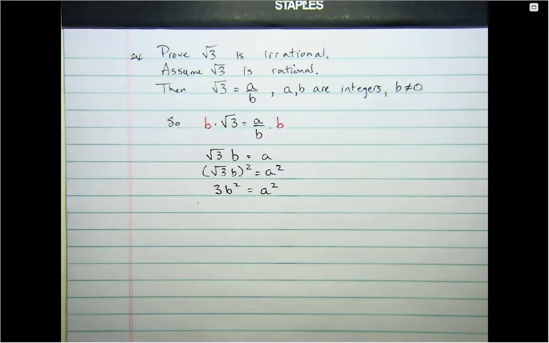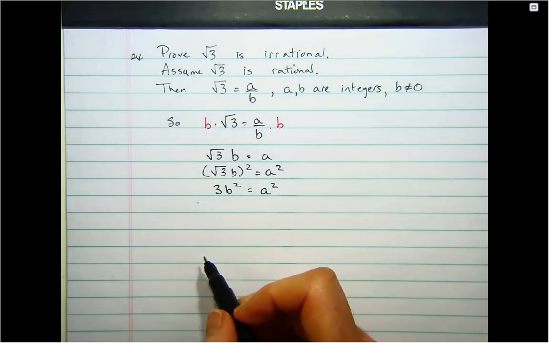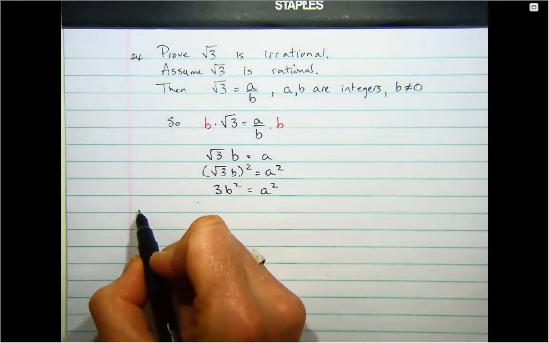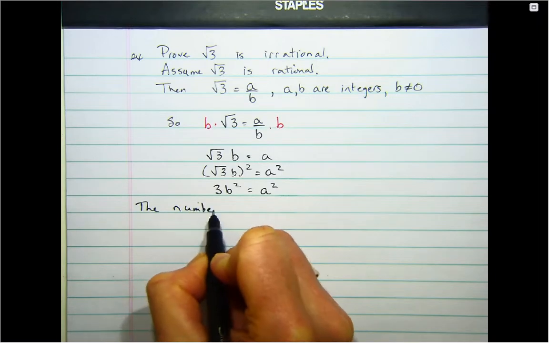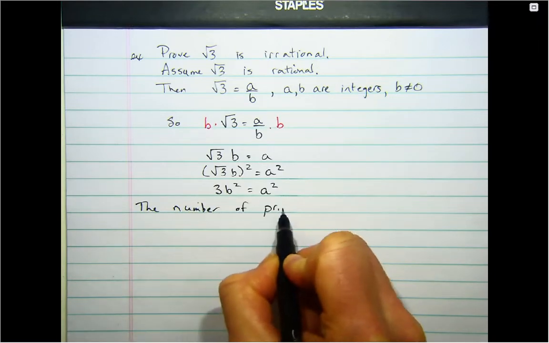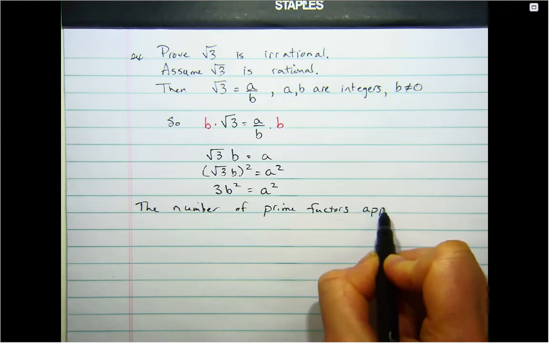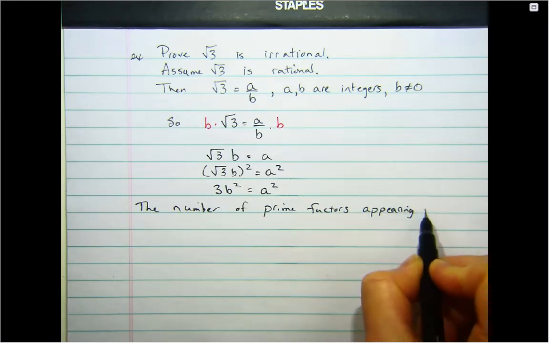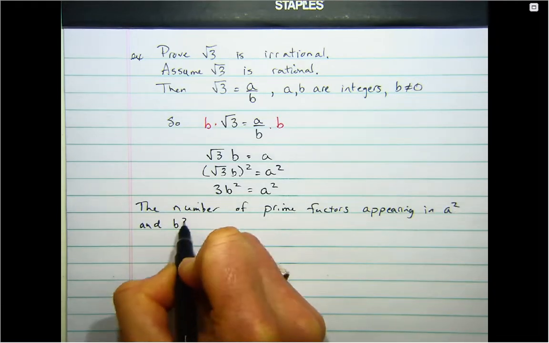And here's where the contradiction appears, because you have the a squared on one side with an even number of factors, and the 3b squared on the other side with an odd number of prime factors. Let's just write that out. The number of prime factors appearing in a squared and b squared is even.